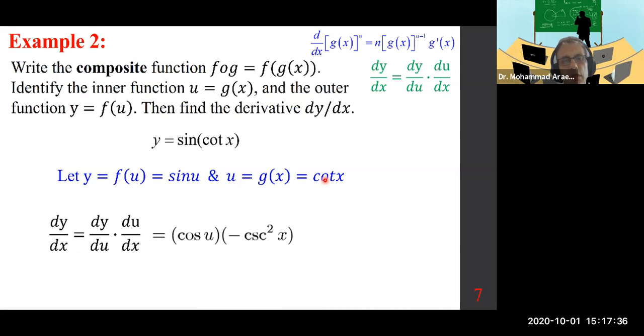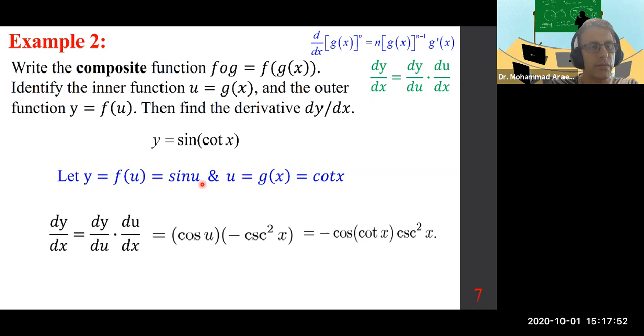So you put them together, and you change the u to cotangent x, you bring the negative sign in front. That's the final answer. Now, if I was going to do it by the method that I did in the very first example, I would do this, class.